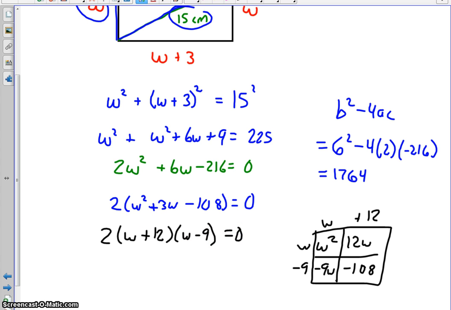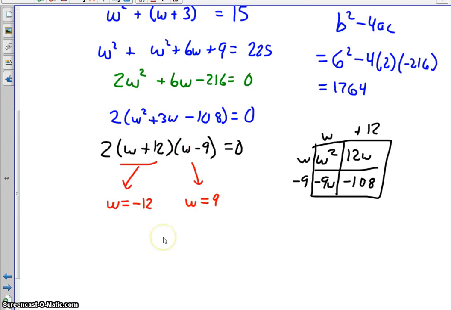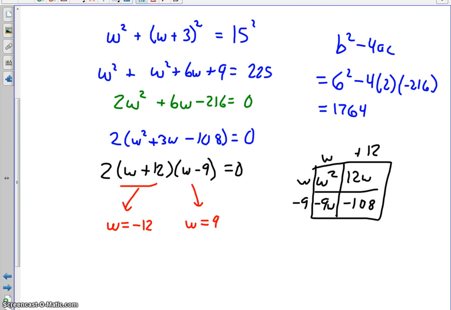So from here I can get two possible solutions. From here I get W is equal to negative 12, and from here I get W is equal to 9. Now before I go any further, I always have to ask myself if my answers are valid. Does it make sense that the width of a rectangle is negative 12? Hopefully that jumps out at you as being impossible, because you can't have a negative width. So this is what we call inadmissible or invalid, because you can't have a length that is negative. So my only possible answer will occur when W is equal to 9.